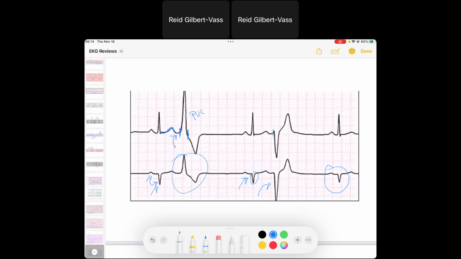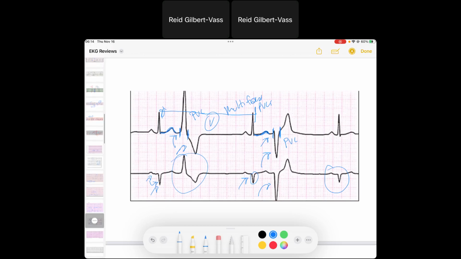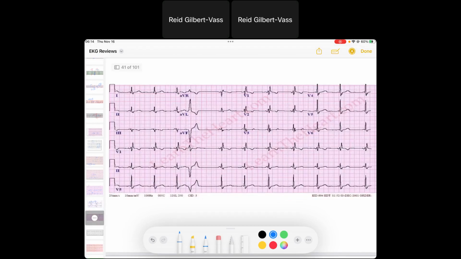And so if you look here, wide complex again. Here's the T wave of the previous QRS, but I don't see a P wave. So this is another PVC. So this person is having multifocal PVCs, and they're pretty premature. They're happening too early, right? If you look at this R to R interval, we would expect our next beat to be coming right around here, but it's not.